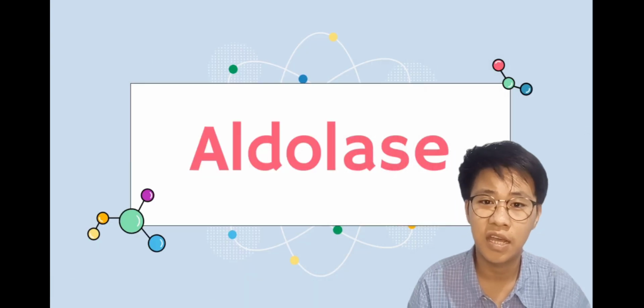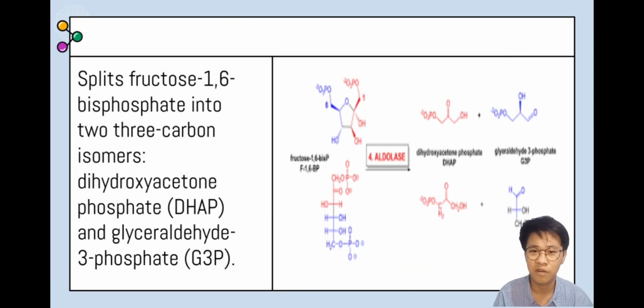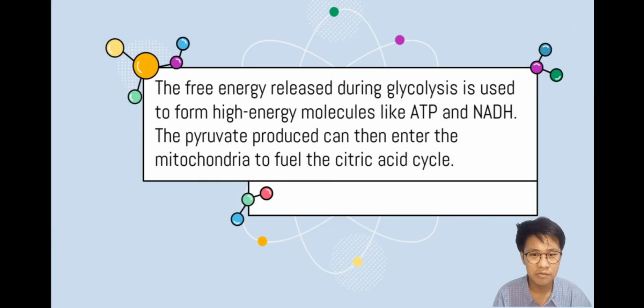And third is aldolase. It splits fructose-1,6-bisphosphate into 3-carbon molecules, dihydroxyacetone phosphate and glyceraldehyde-3-phosphate. The free energy released during glycolysis is typically used to form high-energy molecules like ATP and NADH. The pyruvate produced can then enter the mitochondria to fuel the citric acid cycle.